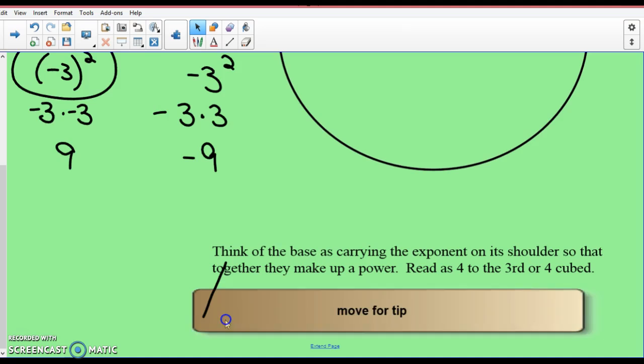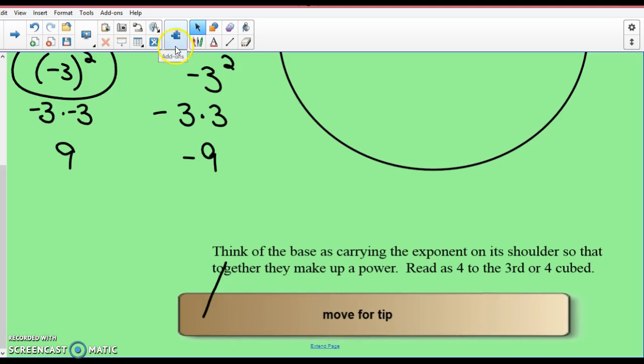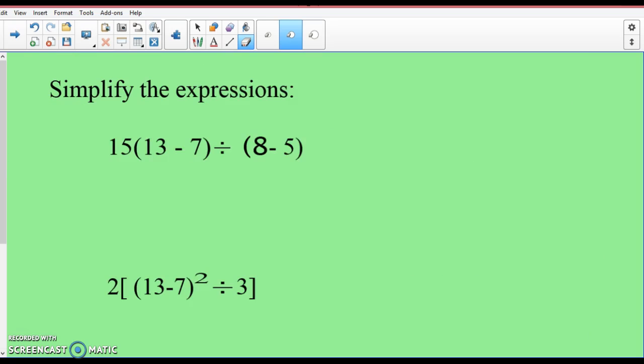I'm going to move this to the tip. Think of the base as carrying the exponent. Together they make up a power. Read 4 to the 3rd, or 4 cubed. All right. Now, order of operations.